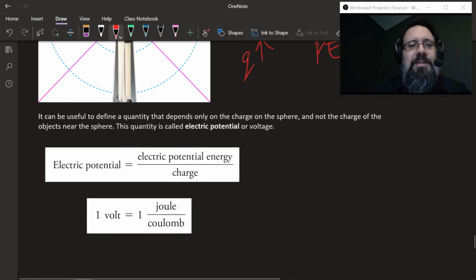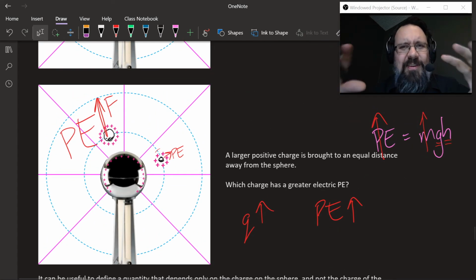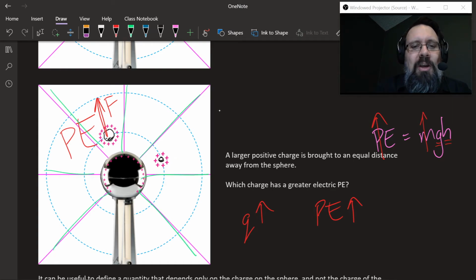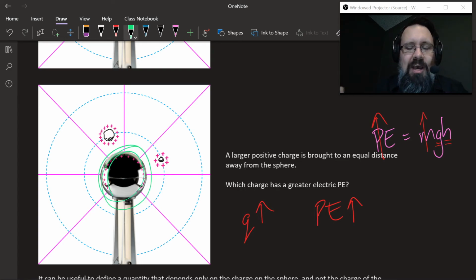It can be useful to define a quantity that depends only on the charge of the sphere. There are lots of different charges that we can stick in this field, the field being these pink lines here. There are lots of different objects I can stick in this field. I want a quantity that tells me how much energy this charged object is capable of giving to another object, and I don't want that to depend upon what object is put in the field.